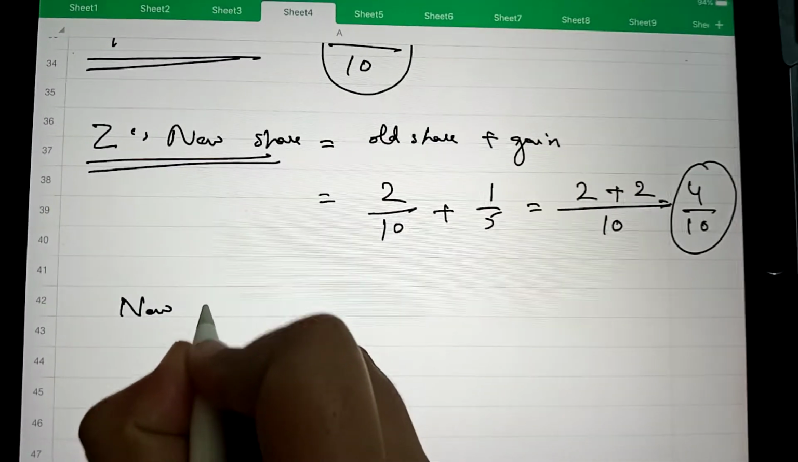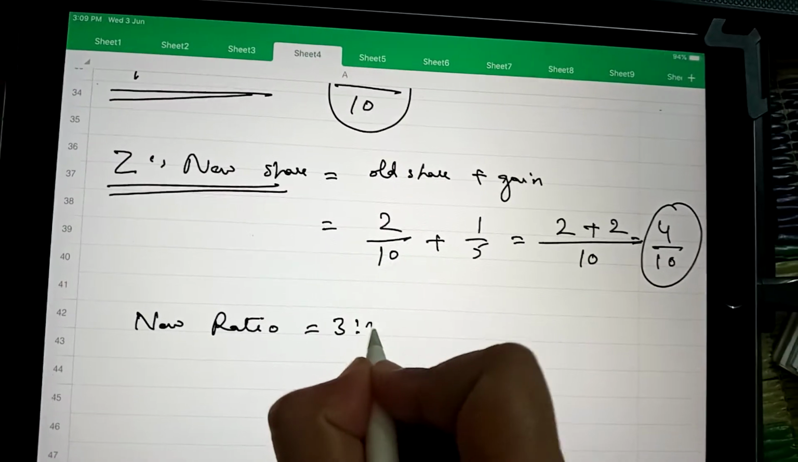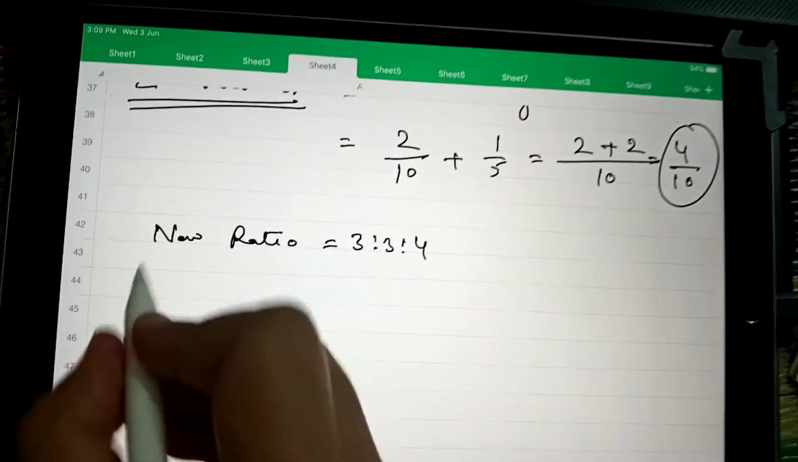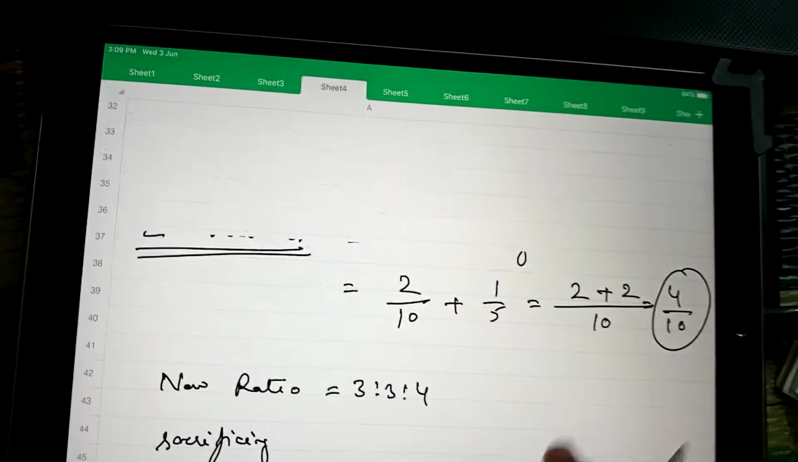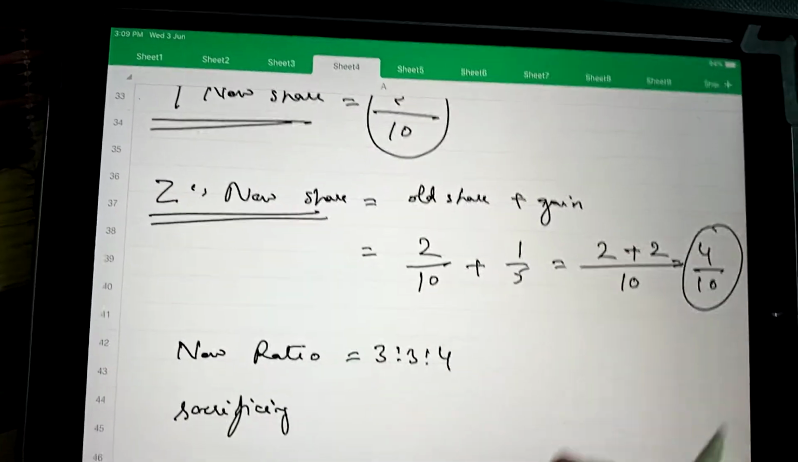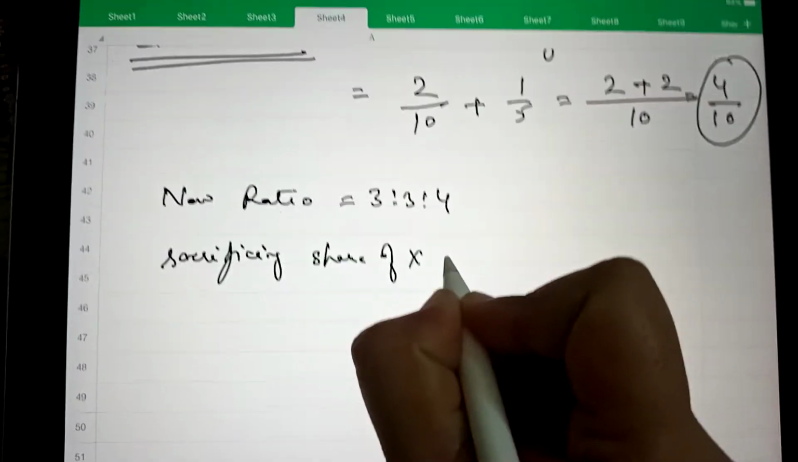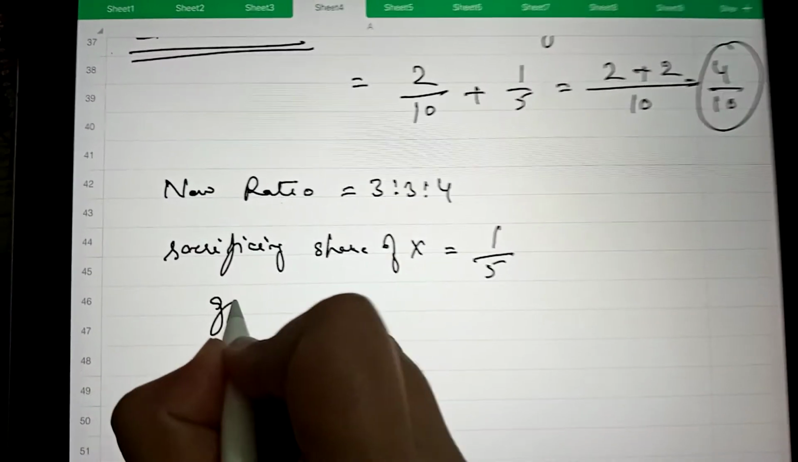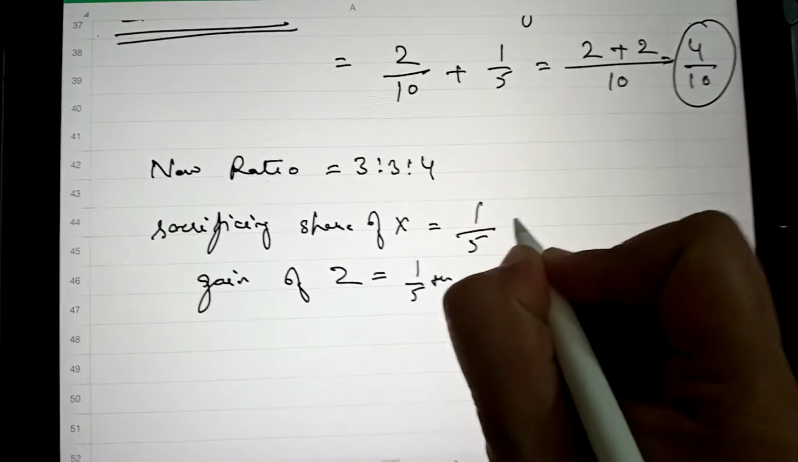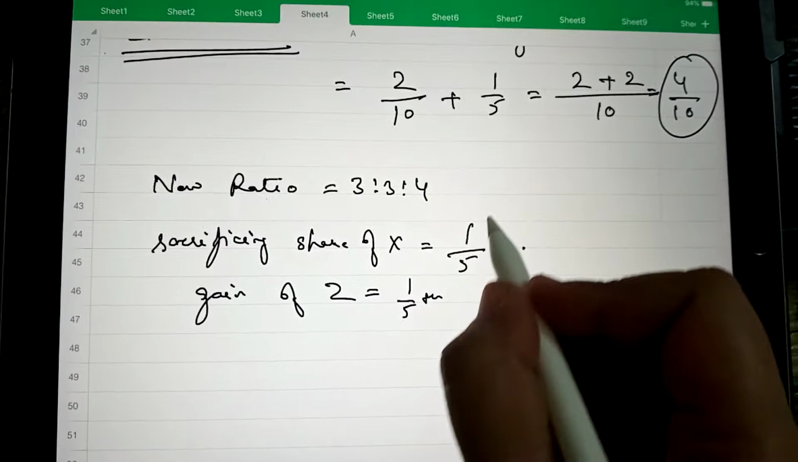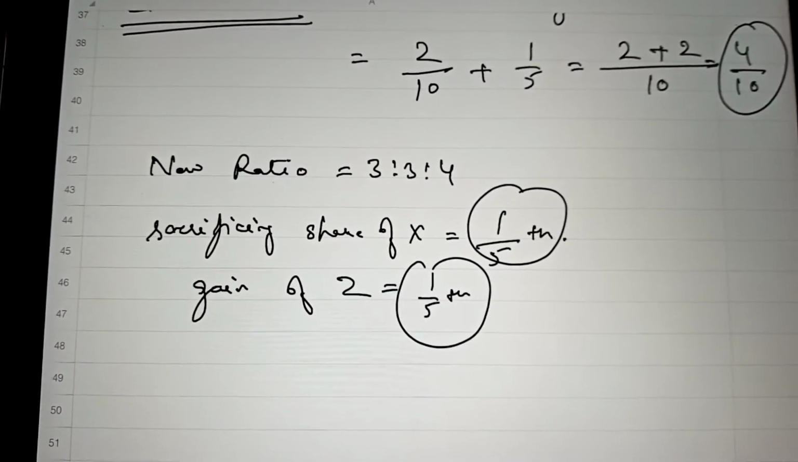New ratio is equal to 3:3:4, and sacrifice of X is 1/5 and gain of Z is also 1/5. The gain is always equal to sacrifice. So this is the answer.